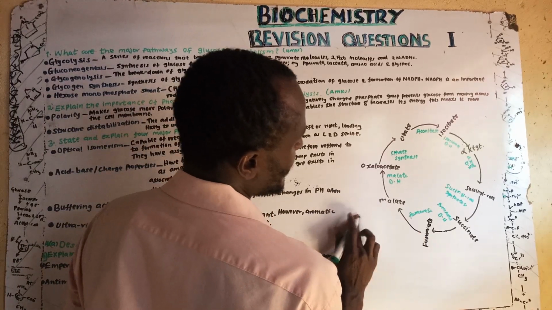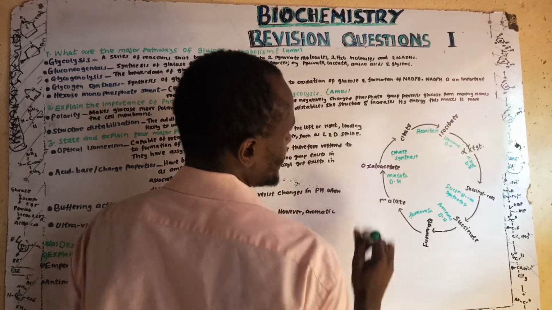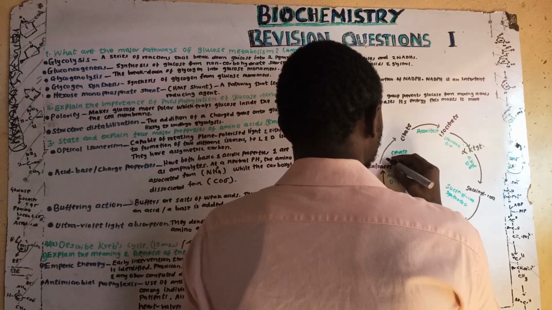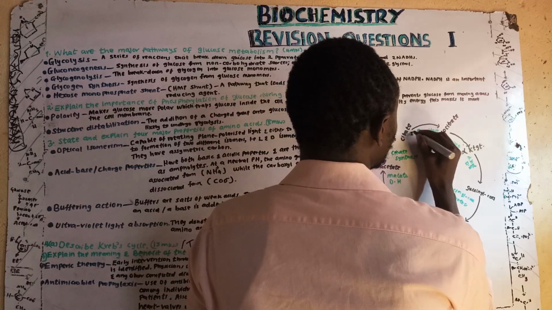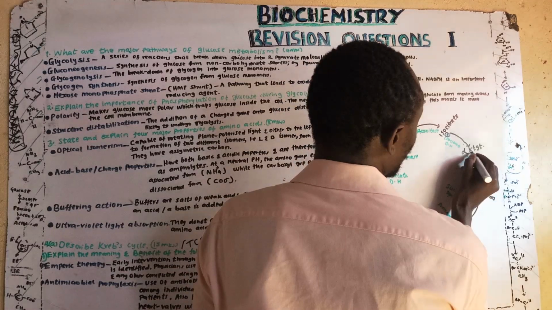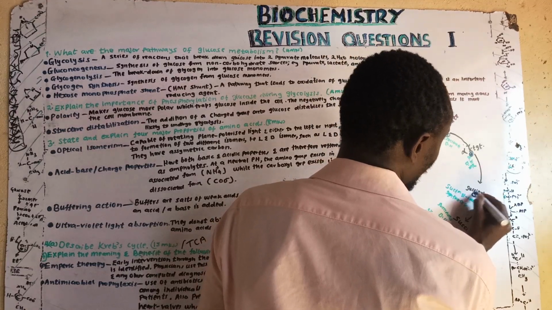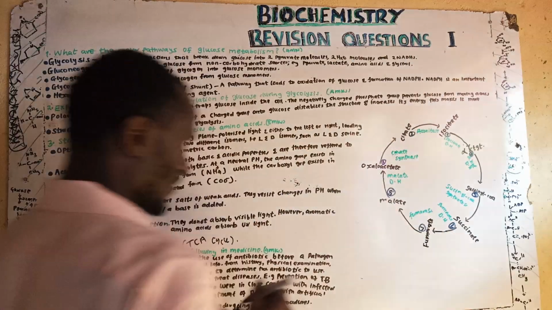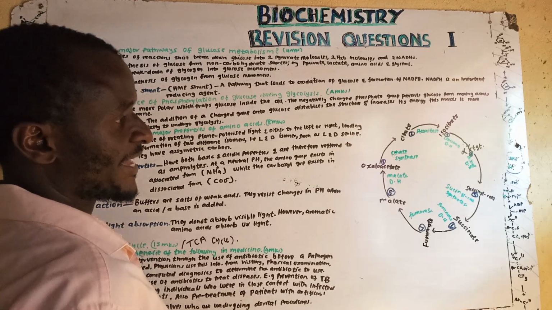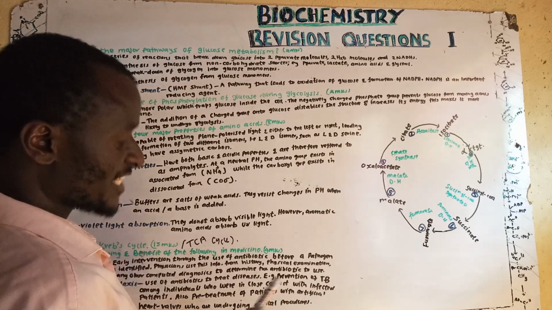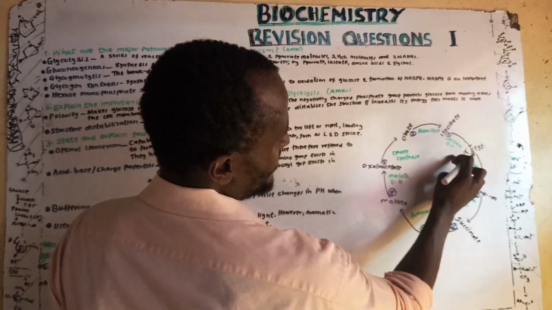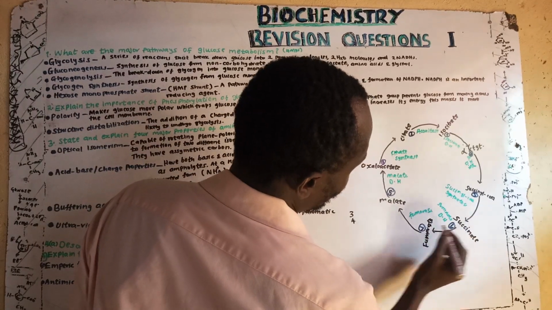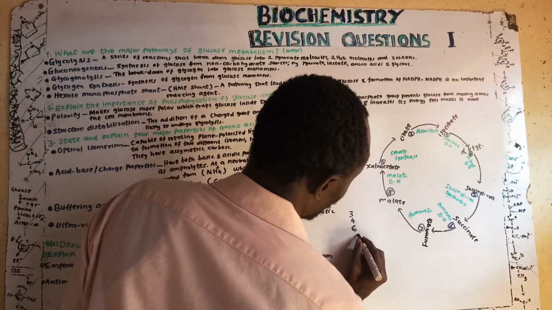So first of all, let us label the steps so that we don't get confused. This is our first step. This is our second step. This is our third step. This is our fourth step, fifth step, sixth step, seventh step, and this is our eighth step. So we've realized that dehydrogenation occurs at what steps? That is step 3, step 4. Another dehydrogenation is at step number 6 and step number 8.